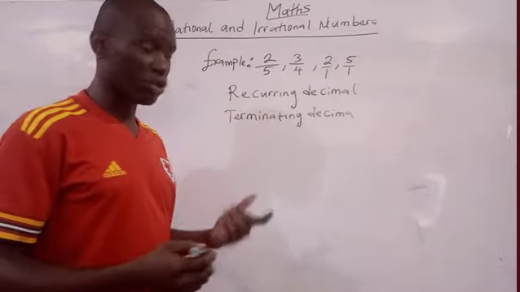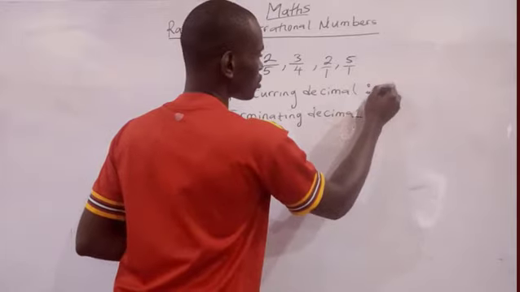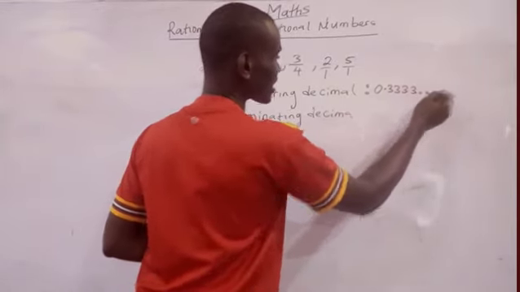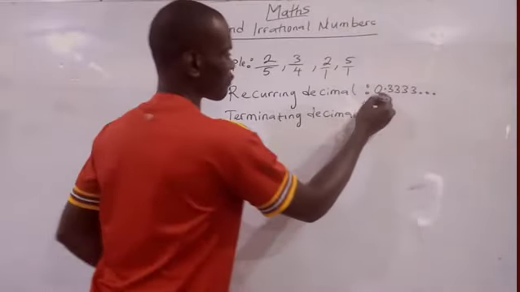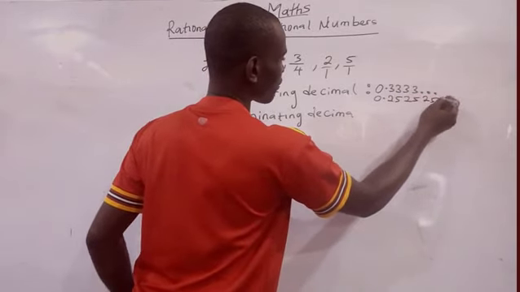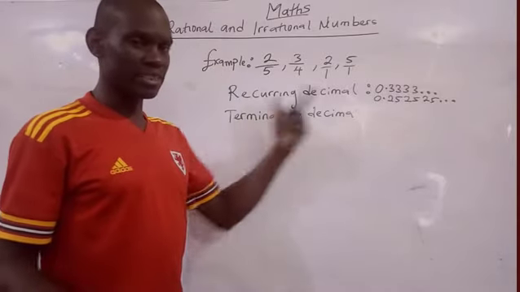What do you mean by recurring decimal? If I have, for example, 0.3333 and 3 keeps coming out, we call it a recurring decimal. If I have 0.2525 and 25 keeps coming out, we call it a recurring decimal.